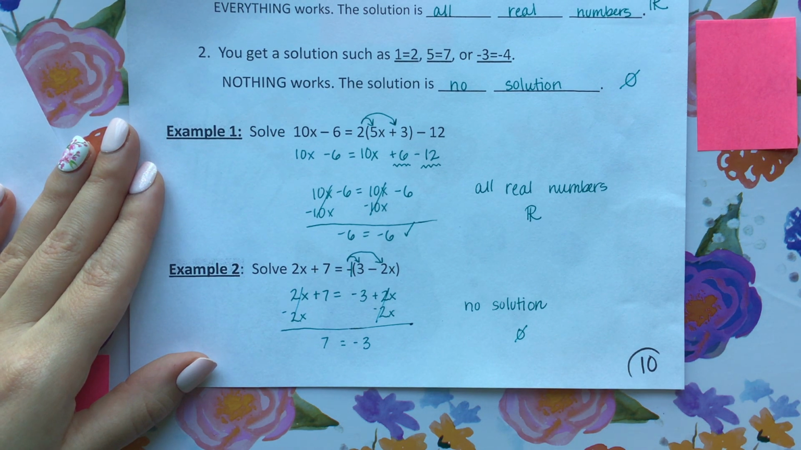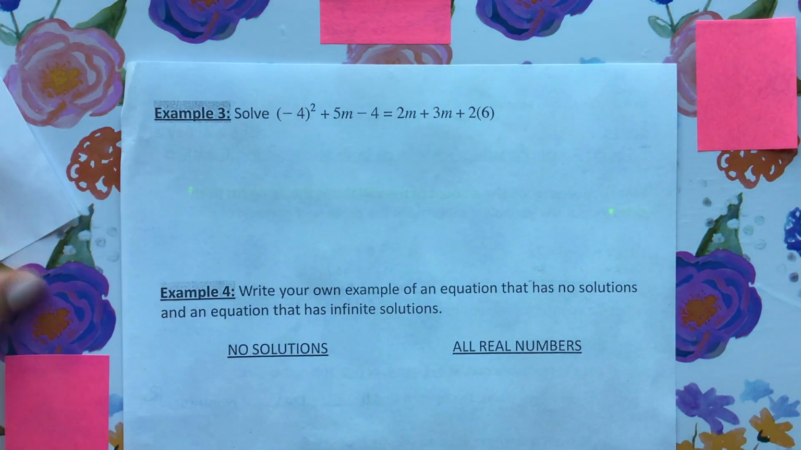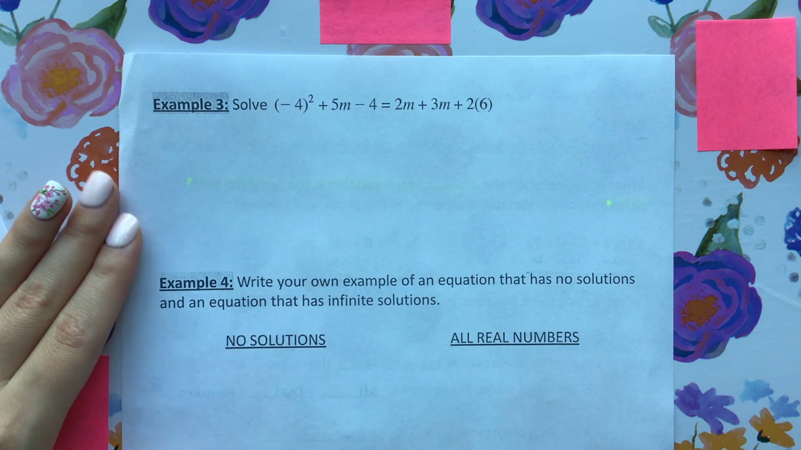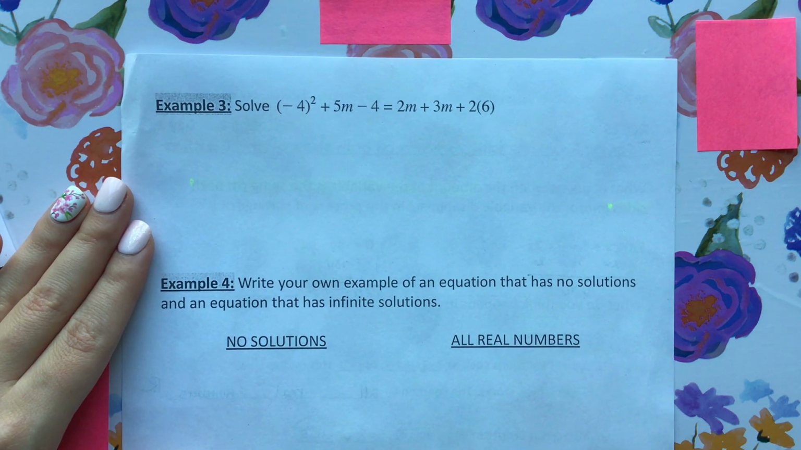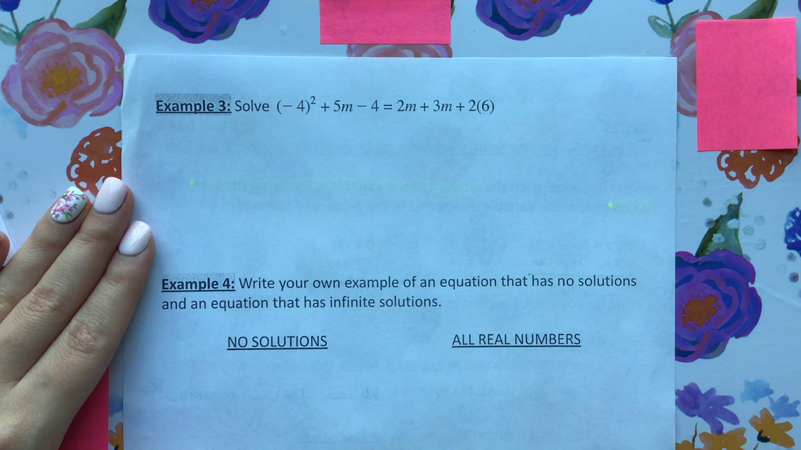So the process is still the same. We're still distributing, combining like terms, getting our variables all to one side. It's just now we have some special cases where we might get kind of interesting answers, but it's very similar to what we did in previous notes. Okay, we have another example, and this one's kind of lengthy. We have an exponent in there. Don't let it scare you. Just take it one step at a time.